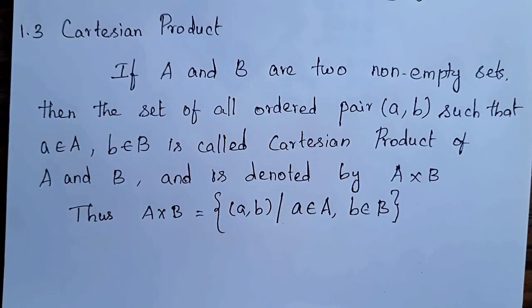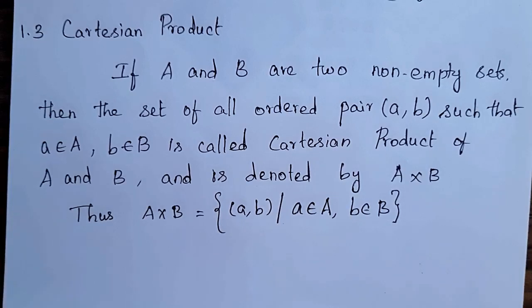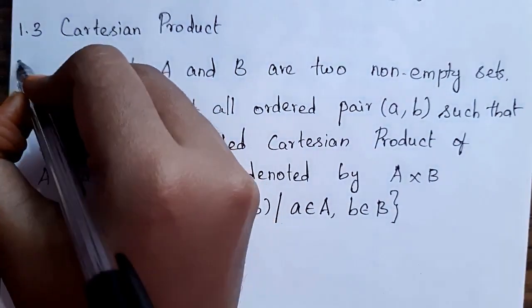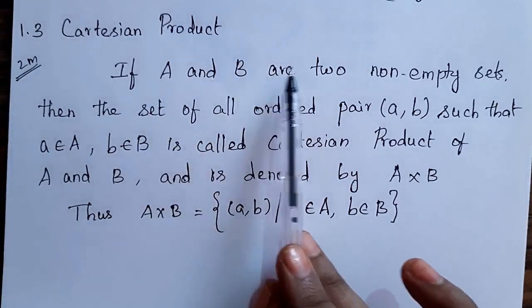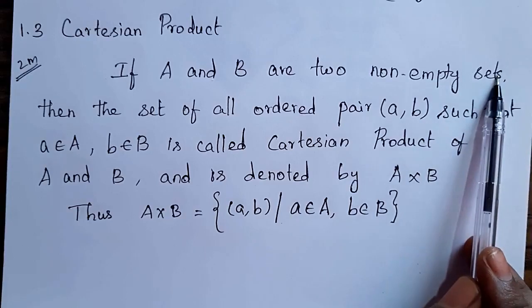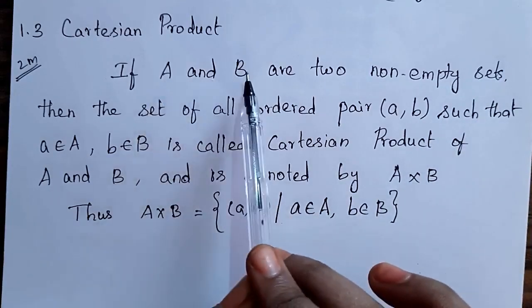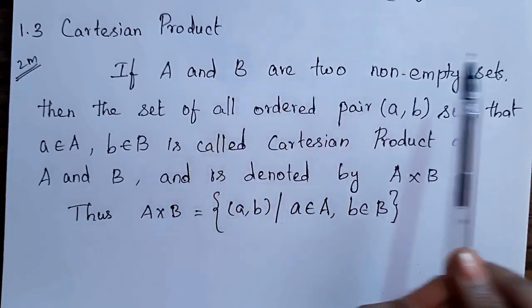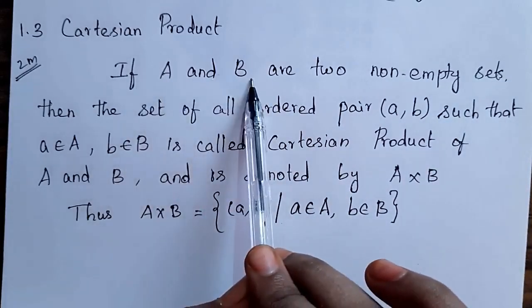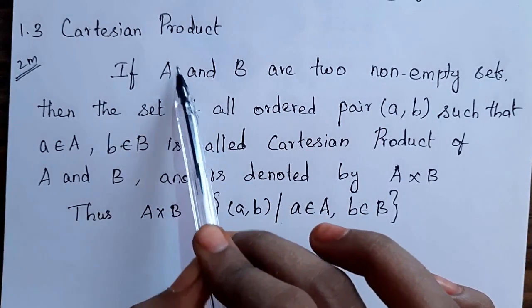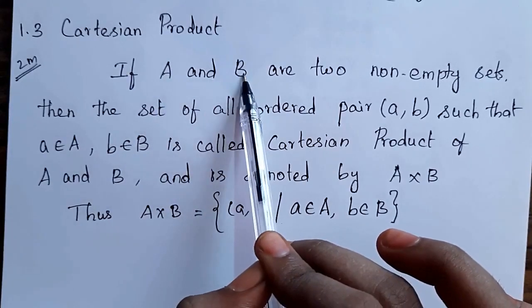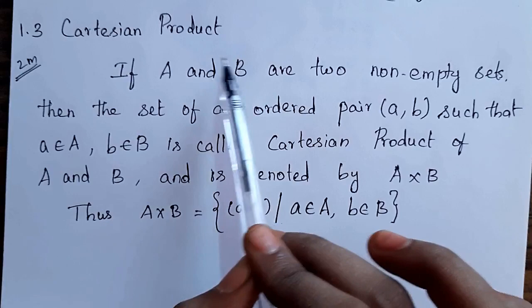Next one is Cartesian product. I will read out this definition. You have to learn it because they may ask this question for 2 marks. Cartesian product: if A and B are two non-empty sets. Already I told you, capital letters denote sets. Non-empty means there should be some elements in A and B. There should not be a null set.